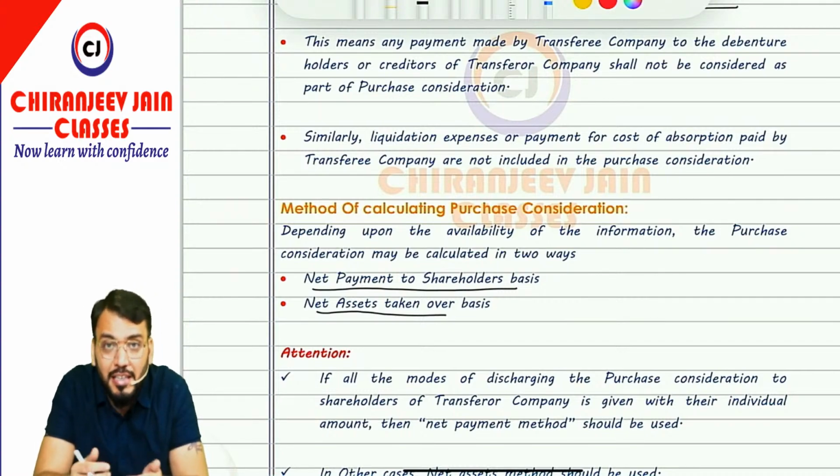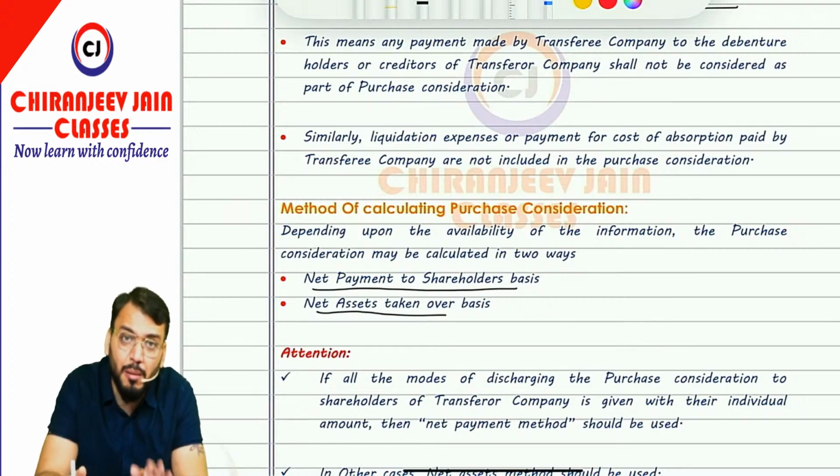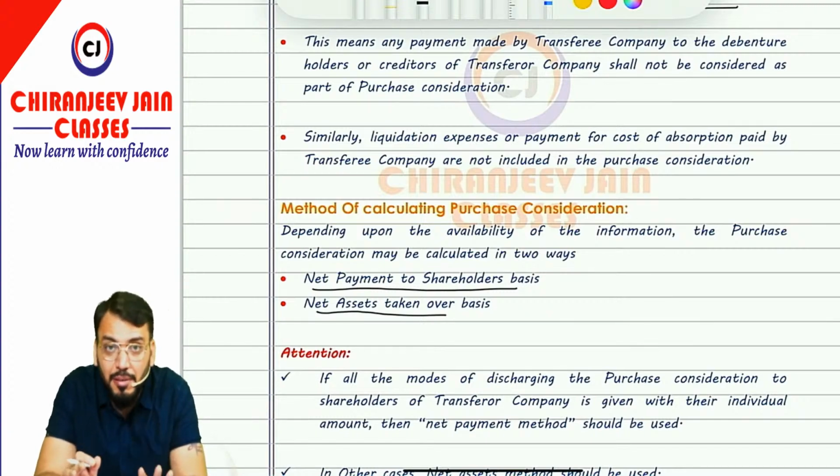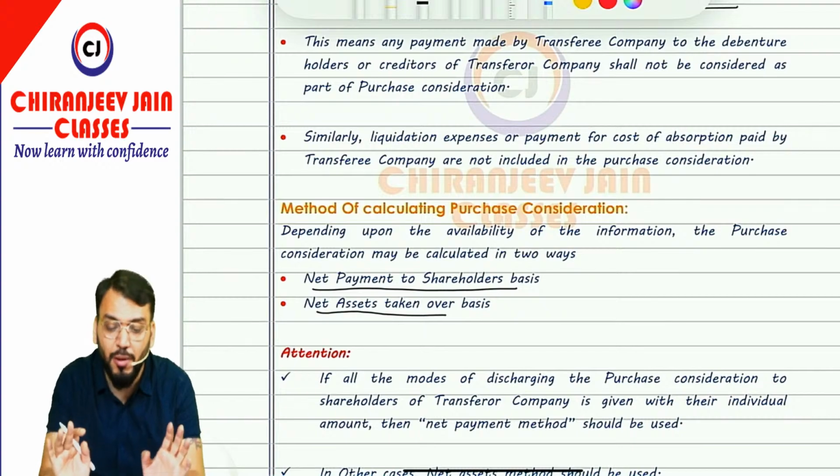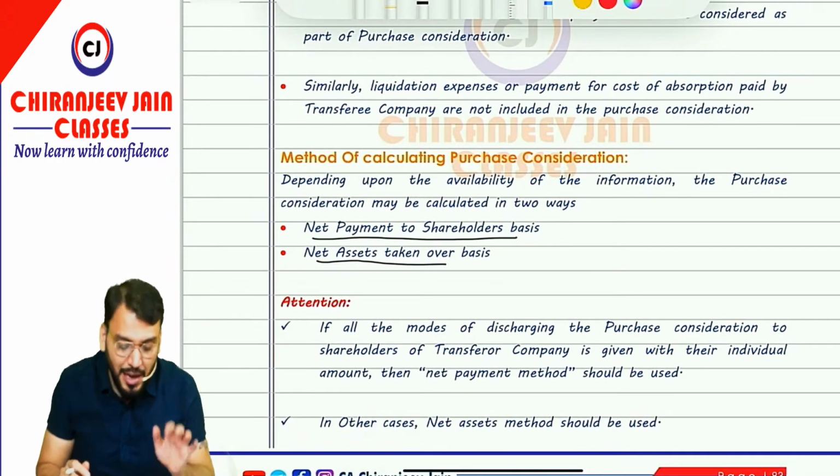For example, in a question they have given information about payment as well as net asset taken over. Then which method do you need to apply to calculate PC? Net payment method will be preferred over net asset method. Understood this point? Have you understood this point? I hope you are understanding.